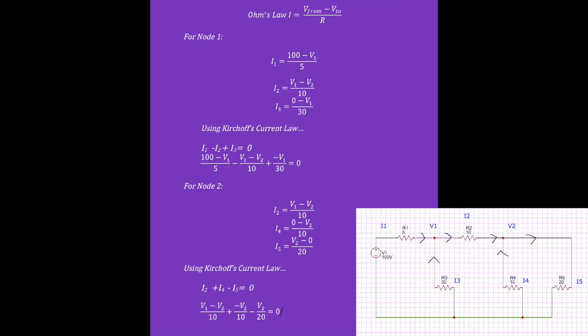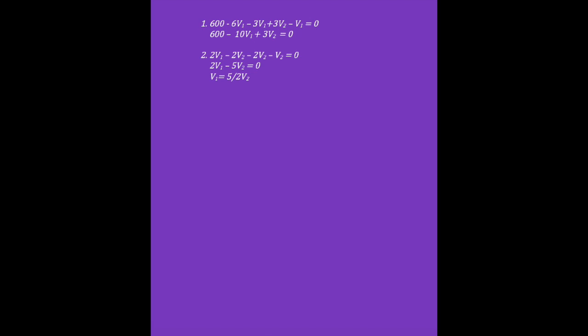For node 2, we're going to follow the same process and get the equation shown at the bottom. Tidying both equations up, we get these as our final equations.